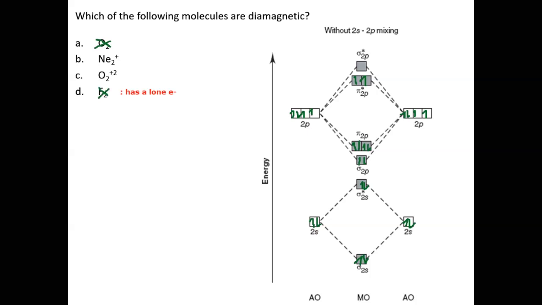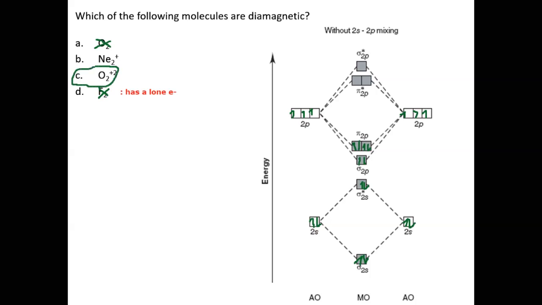O2 2 plus means we remove 2 electrons, so let's do that. Let me do it the right way. Then we need to remove 2 electrons from the molecular orbitals. You can see O2 2 plus is diamagnetic because it has no lone electrons.